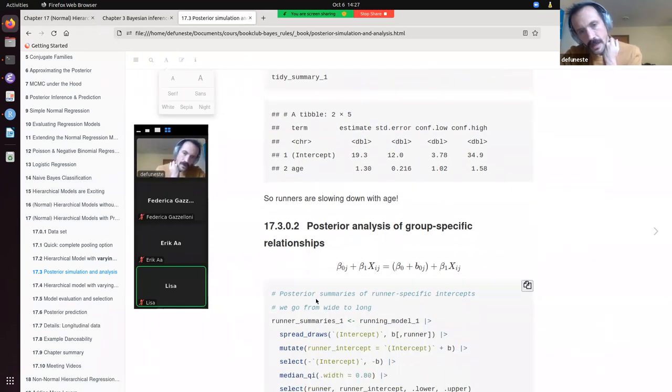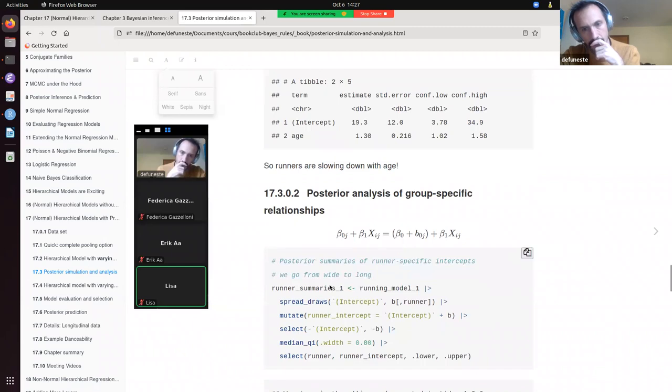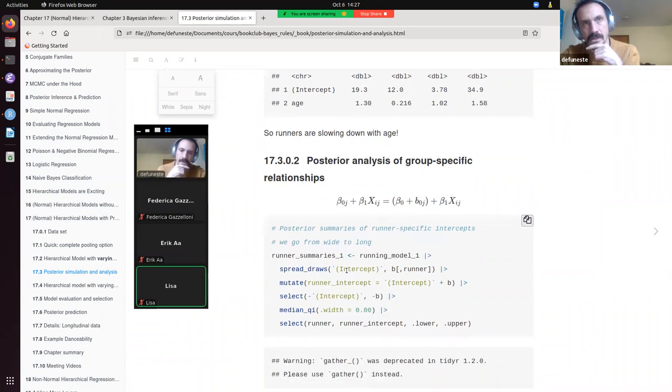Okay, now that we have done the analysis on the global level, we'll do the analysis of group-specific relationships, so the runners. We have a bit of data wrangling to do from what the MCMC produces to get this equation: the intercept for one runner, the global age coefficient times age, where beta 0 j is equal to beta 0 plus b 0 j, which is the variation for each runner, the variation of the intercepts between runners.